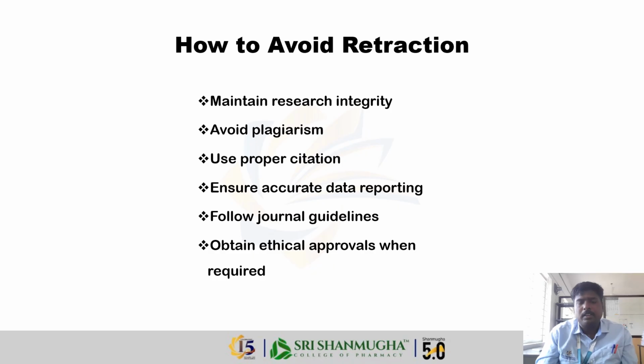How to avoid retraction? Maintain research integrity. Honest publication can help avoid the retraction of the research paper. And avoid plagiarism, because plagiarism is the main reason for the retraction. If you avoid plagiarism, you can avoid retraction. And also use proper citations. Proper citation is ethical practice. And also ensure accurate data reporting without manipulating. And follow the journal guidelines. Obtain ethical approvals when required. These are all the steps in the avoidance of retraction.